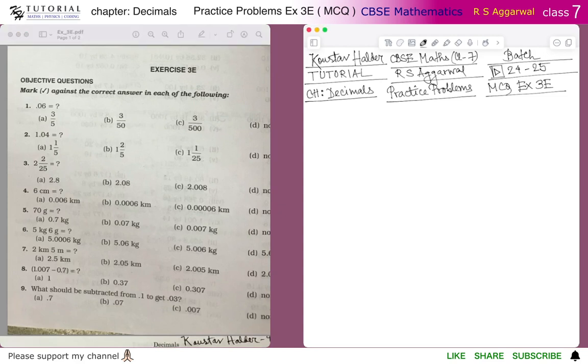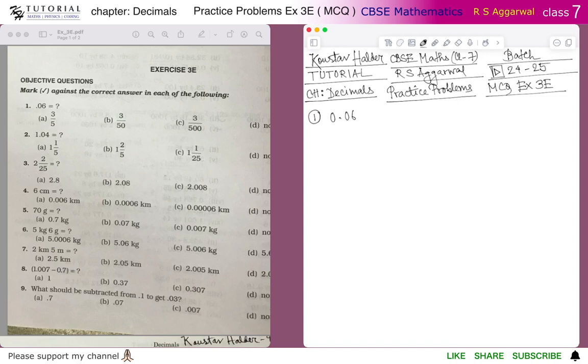Okay, so the first problem says the decimal 0.06 equals, and the options are given in fractions. So we have to convert basically this decimal number 0.06 to a fraction. If you have watched my class number 1 video on decimals, I have already explained converting decimal to fraction and fraction to decimal. So here we have to convert a decimal to a fraction.